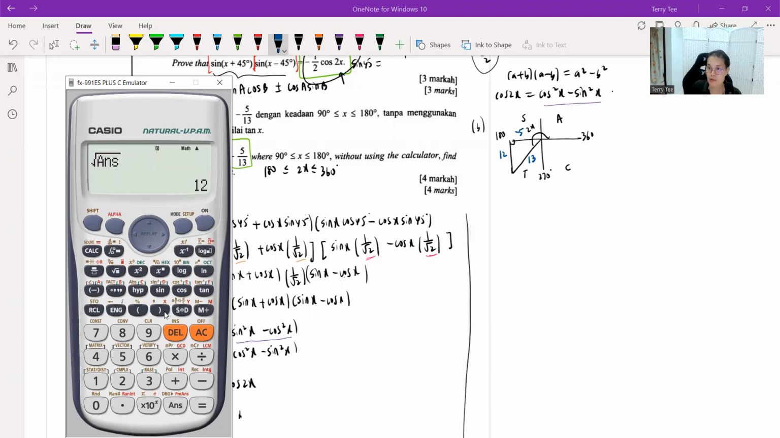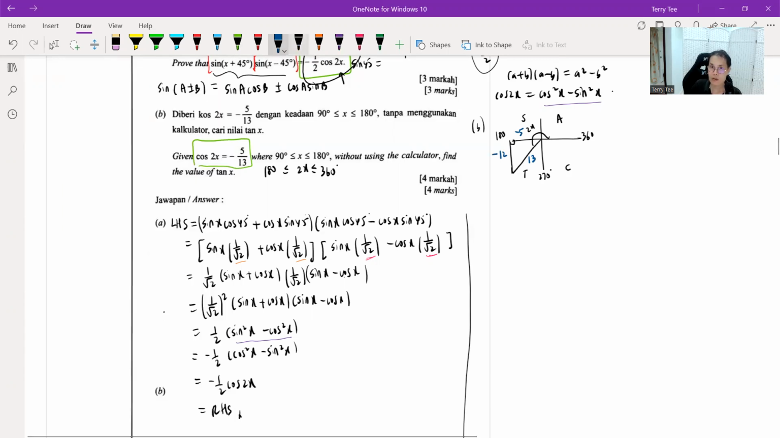And remember to put a negative here. Why? In your coordinate system, anything below the x-axis, your value is negative. Notice this is negative. Anything on the left-hand side of the y-axis, the value here is negative. That's why for the 5 and the 12, we have to assign a negative in front. Okay, now, why do I use this triangle? Because I want to find tangent x.